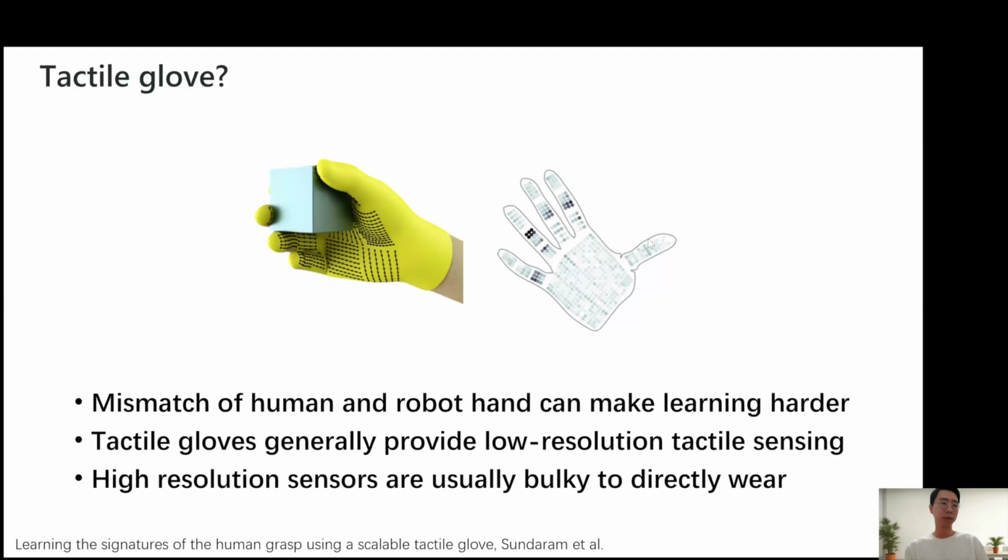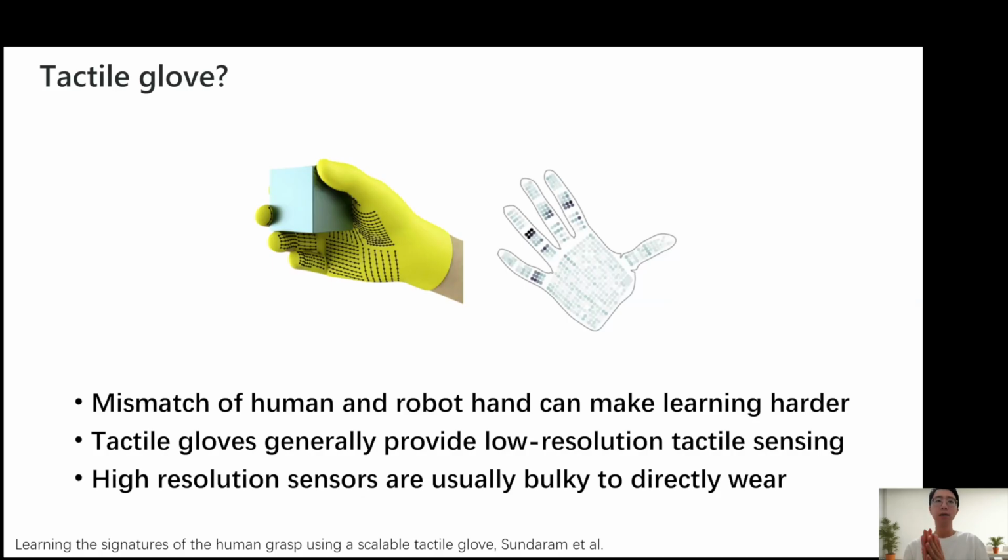And given all these requirements, some people might say, can we use a tactile glove to record human tactile data and train a policy? Well, there are several drawbacks of using a simple tactile glove. The first one is that there is always some mismatch between the robot hand and the human's hand. For example, different humans have different sizes of hands. And also, the robot might not have the same kinematic chain as the human hand. So any mismatch between the human and the robot hand could make the learning harder. So that's the first drawback.